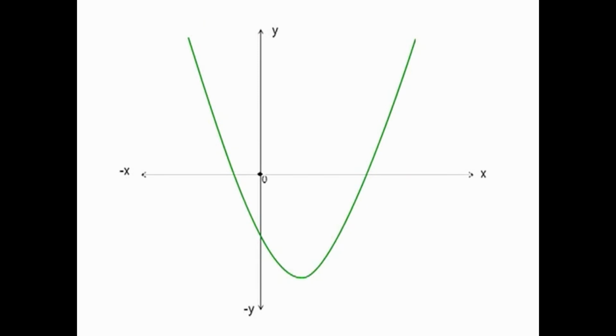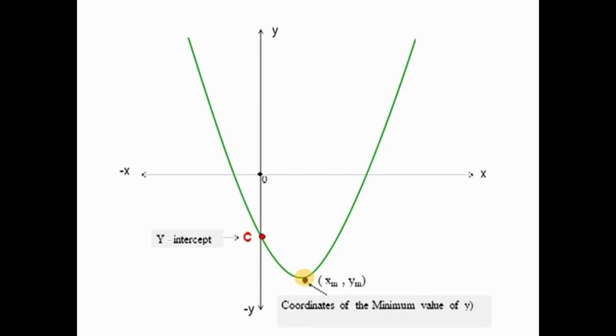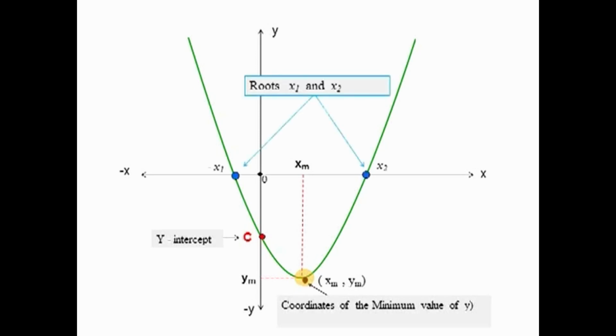Now here we have a typical parabola with a minimum value. Here I'm going to highlight a few important points on this graph. The first being the y-intercept, and this is where the graph cuts the y-axis. Secondly, we look at the minimum value of this graph, and the coordinates of that minimum value is another important point. We denote the coordinates here as xm and ym, where xm is a value of x which makes the function a minimum, and ym is the actual minimum value of the function.